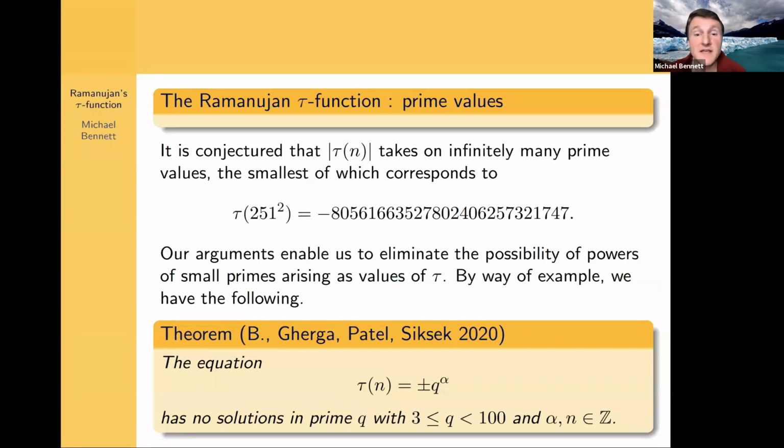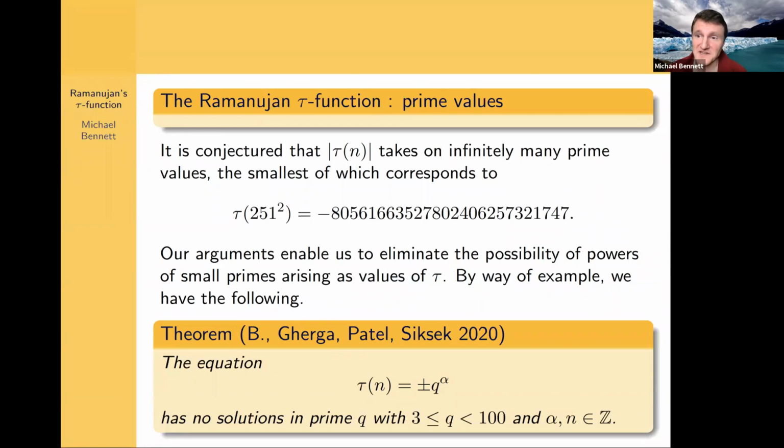But anyway, here's the smallest prime value. The conjecture made quite explicitly is that there are infinitely many of them. A fair number have been found, mostly by Lygeros and Rozier again. In our case, we're not looking at the lower end. This presumably is the smallest prime that shows up, this tau of 251 squared. But that would be rather hard to prove.